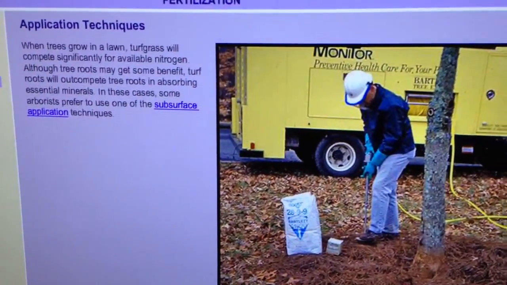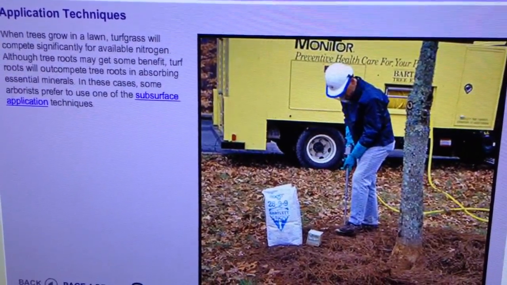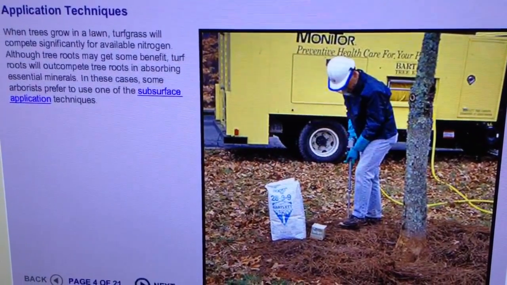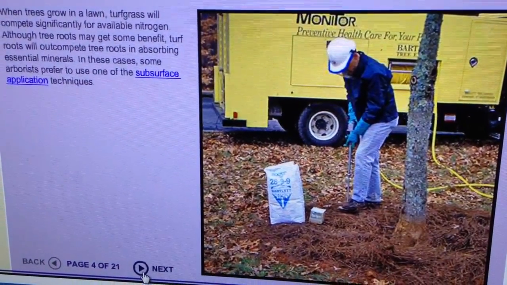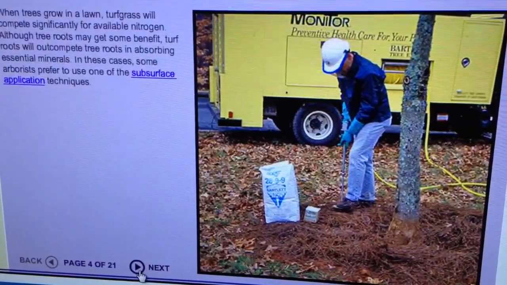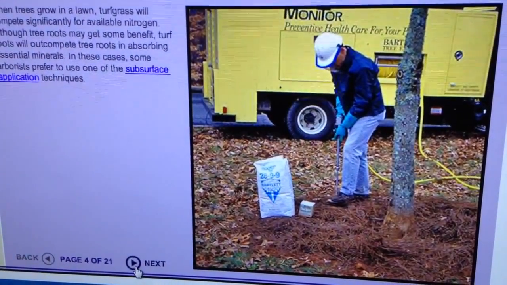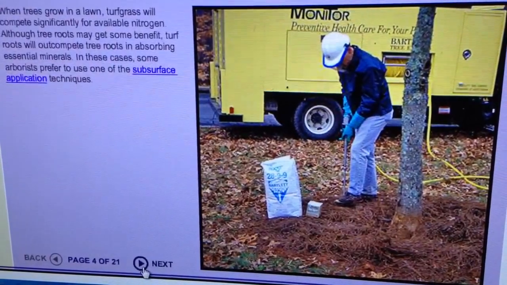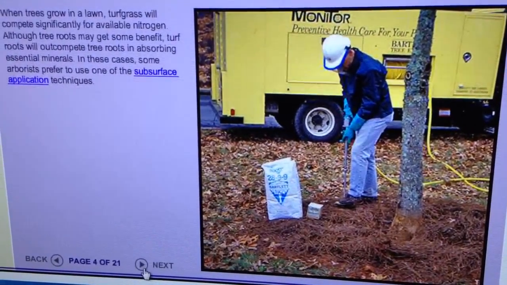When trees grow in a lawn, turf grass will compete significantly for available nitrogen. Although tree roots may get some benefit, turf roots will outcompete tree roots in absorbing essential minerals. In these cases, some arborists prefer to use one of the subsurface application techniques.